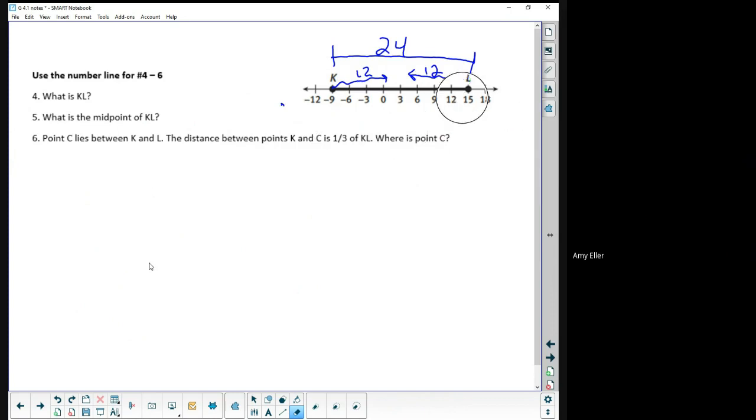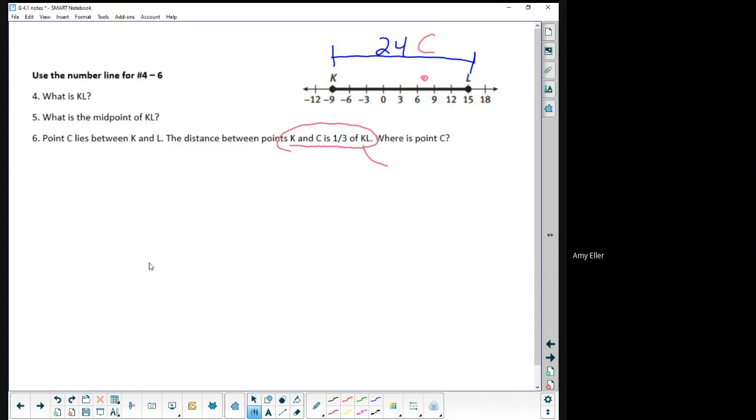Now, sort of a tricky question here for 6. Point C lies between K and L. Here's point C. It's somewhere between K and L. Where is it? We don't know. Put it up here. Here's what we do know. The distance between K and C is 1/3 of K to L.